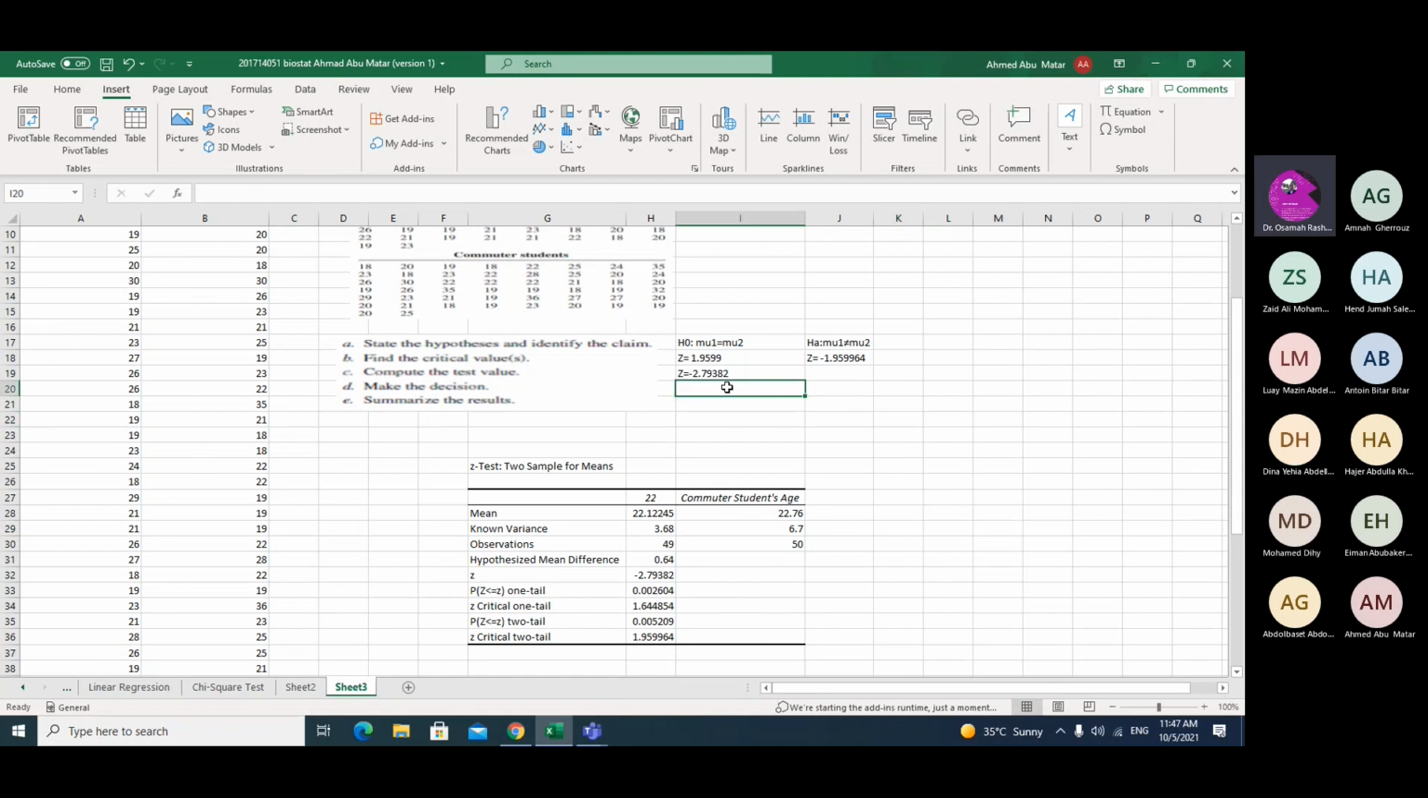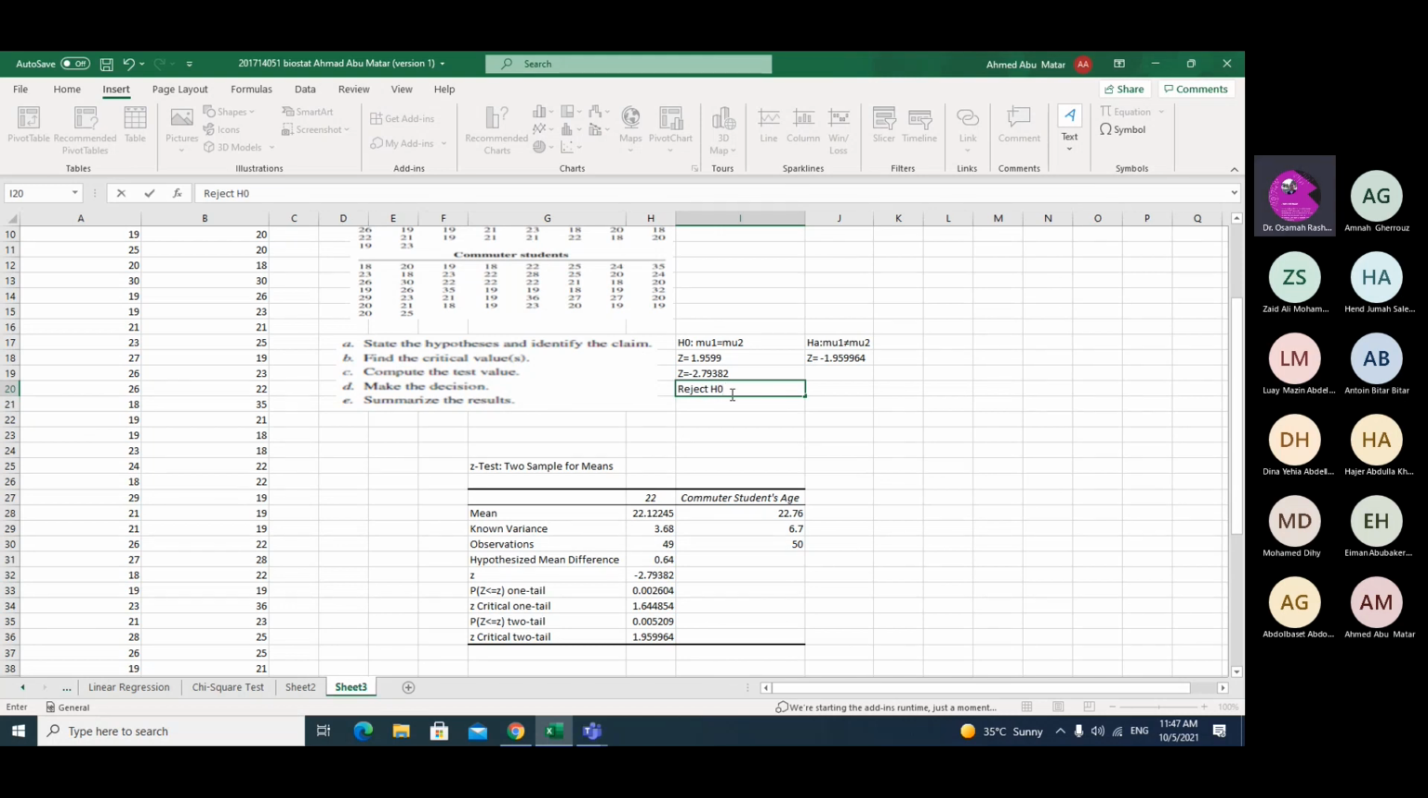Make the decision, Ahmed. Are you going to reject or accept? Your Z is negative and to the left of the negative critical value, so it is in the rejection area. It is not in between these two critical values. If it is in between, you accept. So you reject. Reject H0.